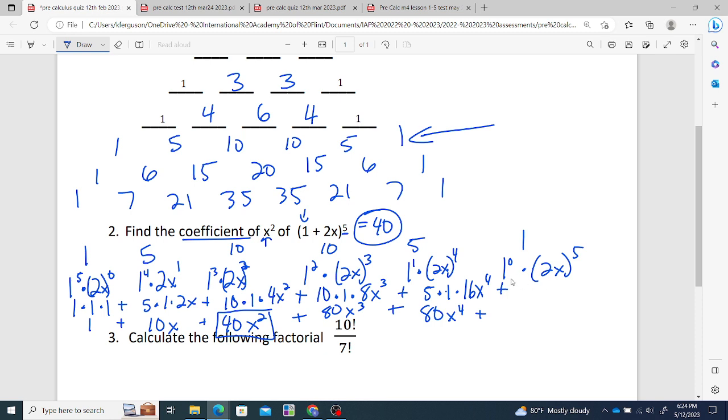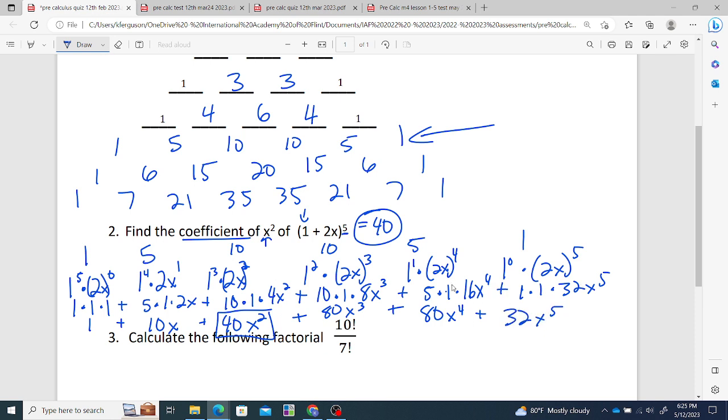And then finally, I've got 1 times 1 to the 0 power, which is 1, times (2x) all to the fifth power. Well, 2 to the fifth power is 32. And then x to the fifth power is that. So then finally, I need to move that up. 1 times 1 times 32x to the fifth. So that's 32x to the fifth.